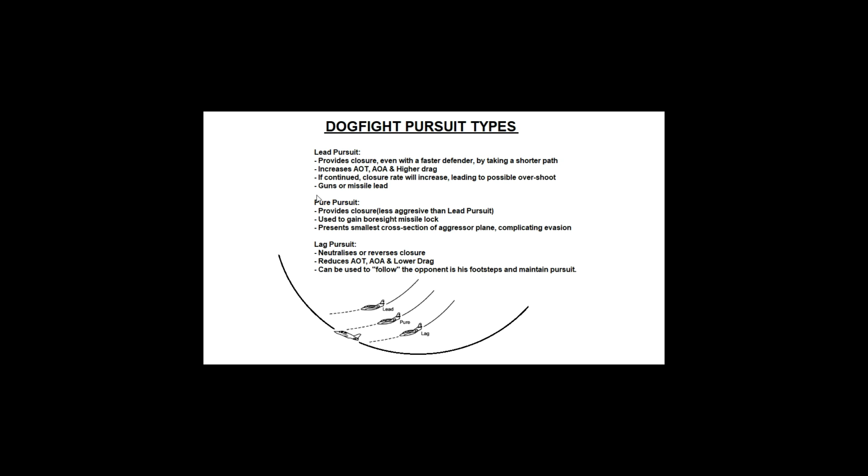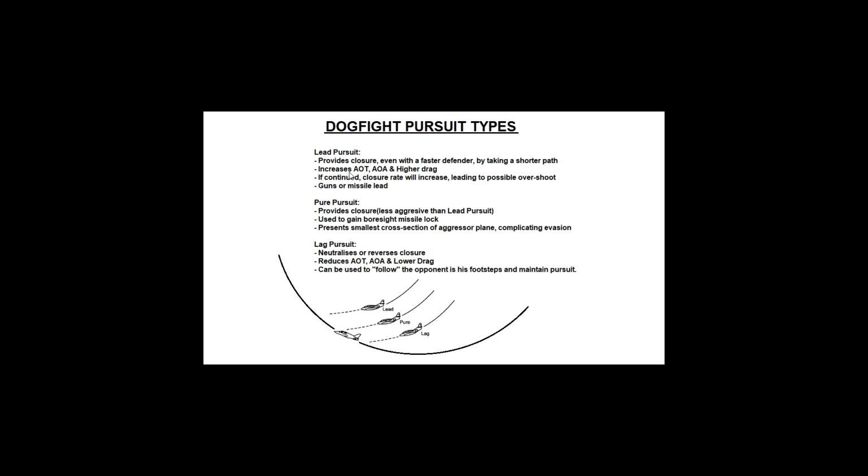Now that's a lead pursuit, and the lead pursuit provides closure even when the defender is a faster aircraft. In this case, for instance, we could be an F5 fighting a much faster F18 or F15, and we could still close on that faster aircraft if we were to use a lead pursuit. And of course, the reason that we close on the hostile with the lead pursuit is basic geometry, because we're taking a shorter path around the curve or around the circle.